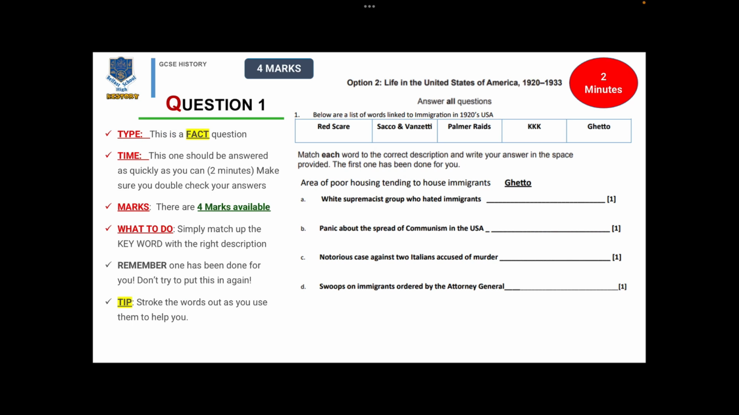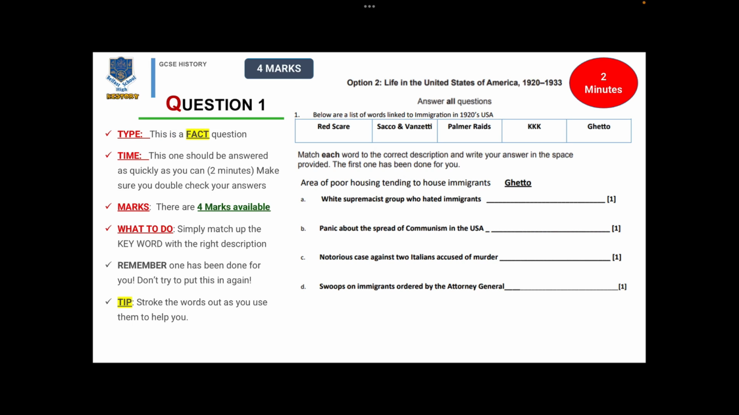Now, one of these questions has been done for you. In this case, you can see it's ghetto, so you will have to stroke out that word and make sure you do not use that. Some students make the mistake of actually using that word again. As long as you've stroked it out, that won't be the case. And hopefully these should be relatively easy facts once you've done all your revision.